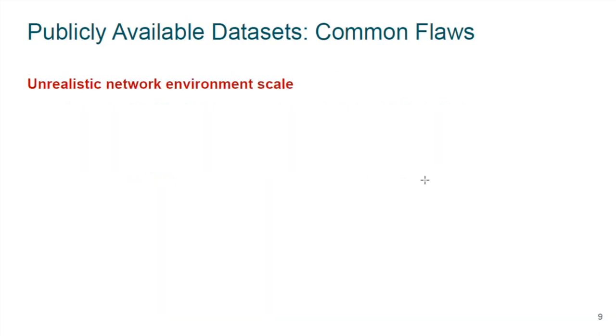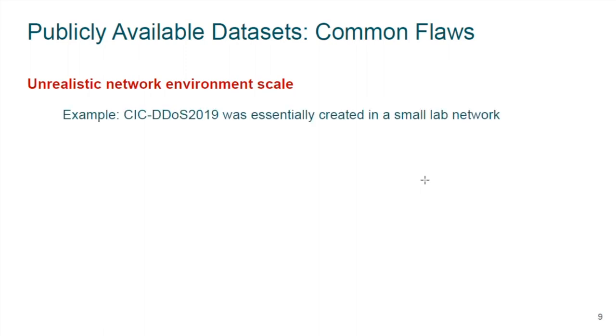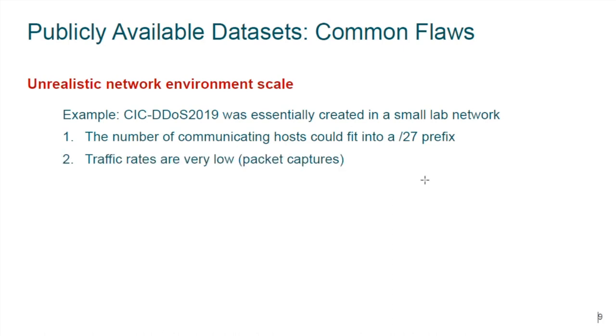Unrealistic network environment scale, because these data sets were created artificially in a small lab network. So the number of communicating hosts could fit into a /27 prefix, which is very small. If you think about a real DDoS attack, there will be perhaps thousands of machines sending attack traffic, not a small number.